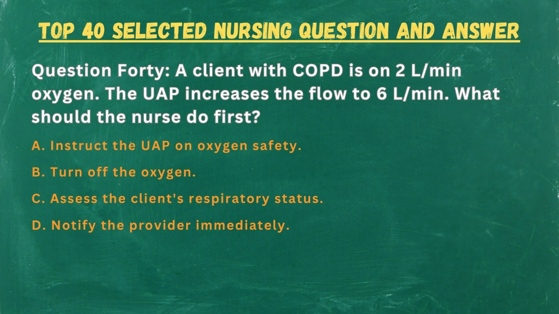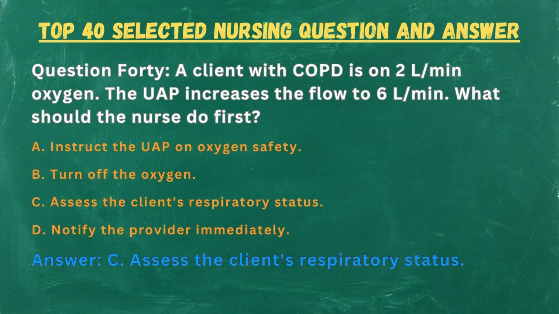Question 40. A client with COPD is on 2 liters per minute oxygen. The UAP increases the flow to 6 liters per minute. What should the nurse do first? A. Instruct the UAP on oxygen safety. B. Turn off the oxygen. C. Assess the client's respiratory status. D. Notify the provider immediately. Answer: C. Assess the client's respiratory status.